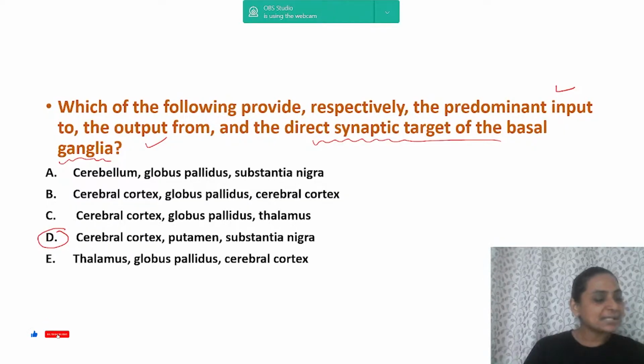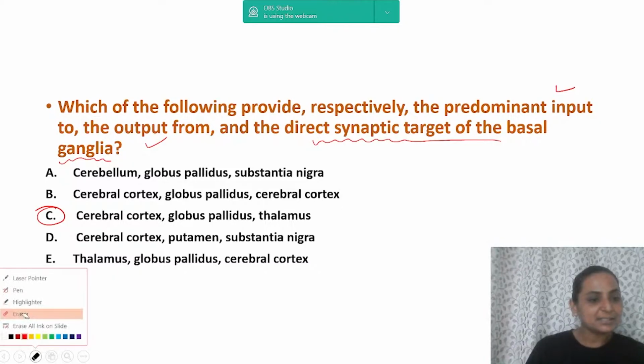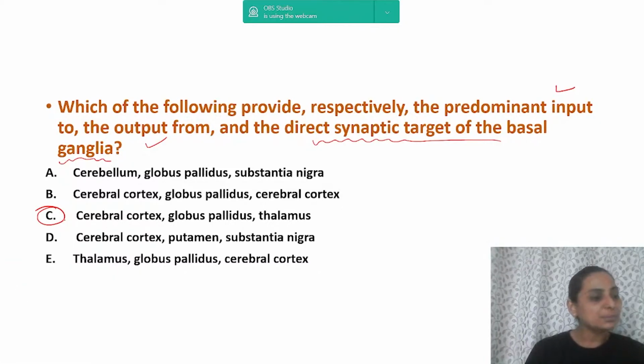The correct answer is C. All the inputs that are coming to the basal ganglia are from the cerebral cortex, right? The output is going to the thalamus, right?